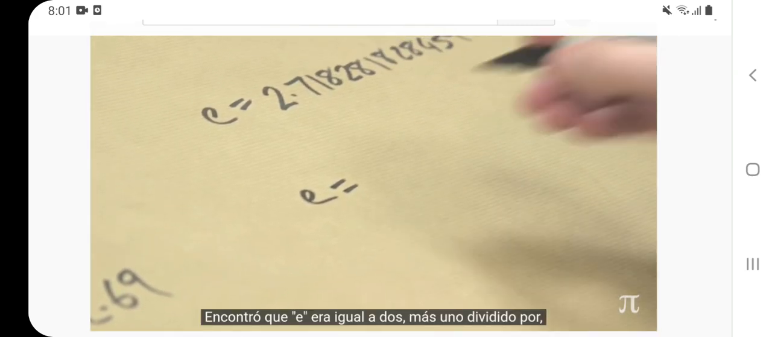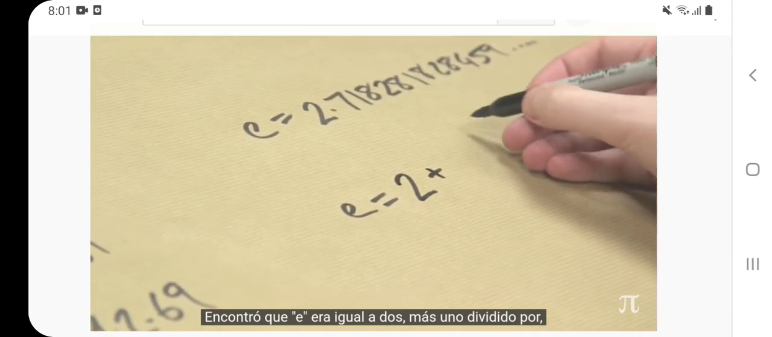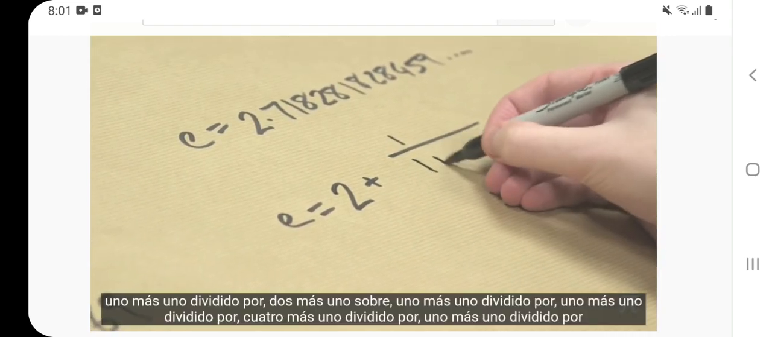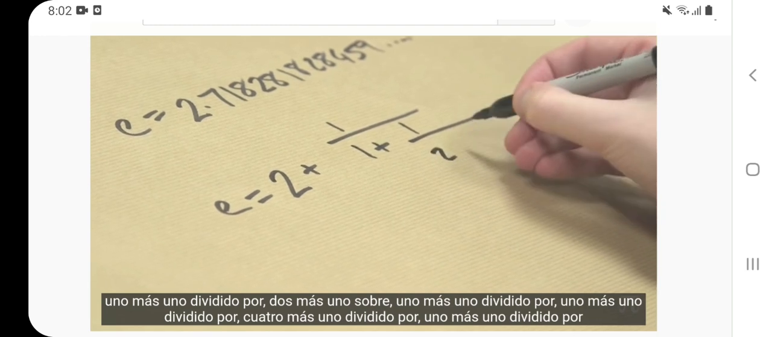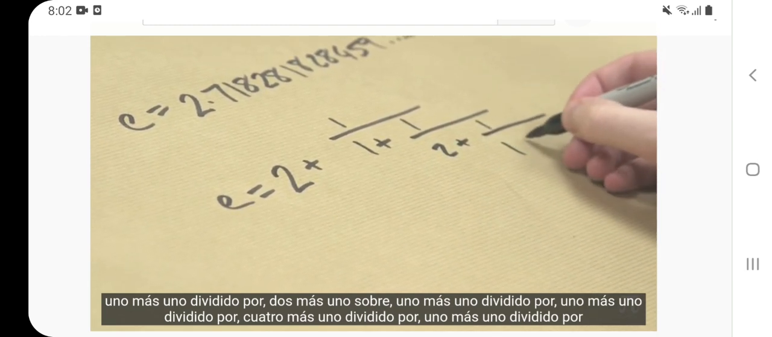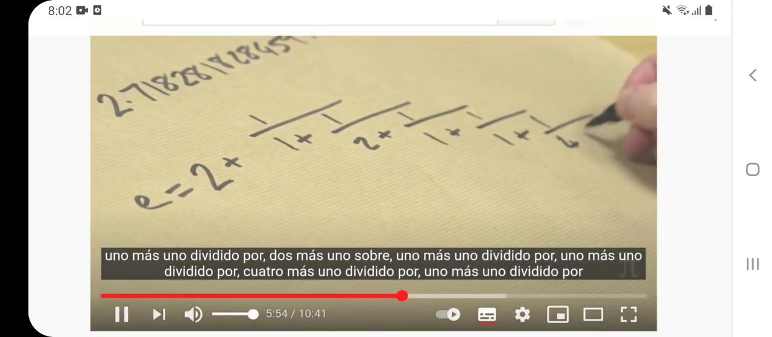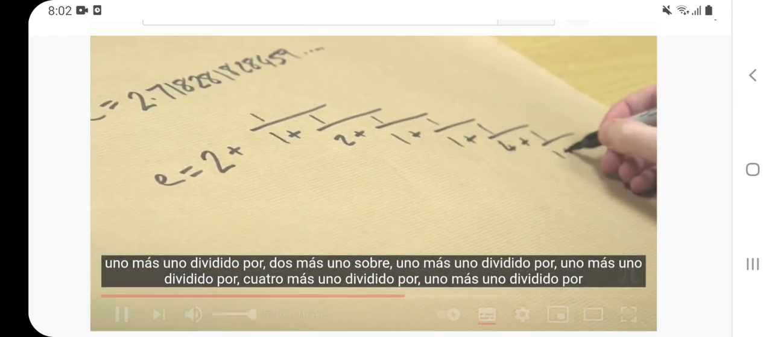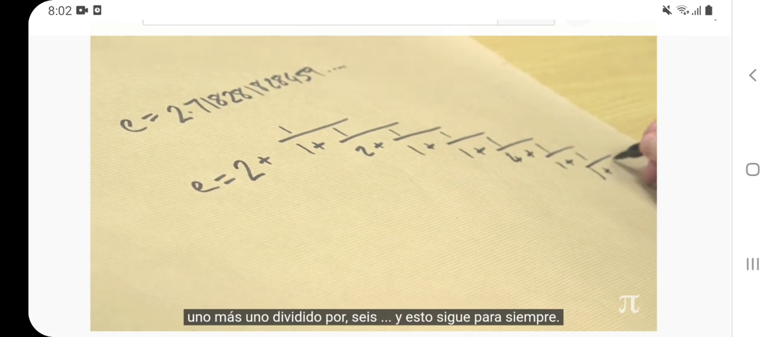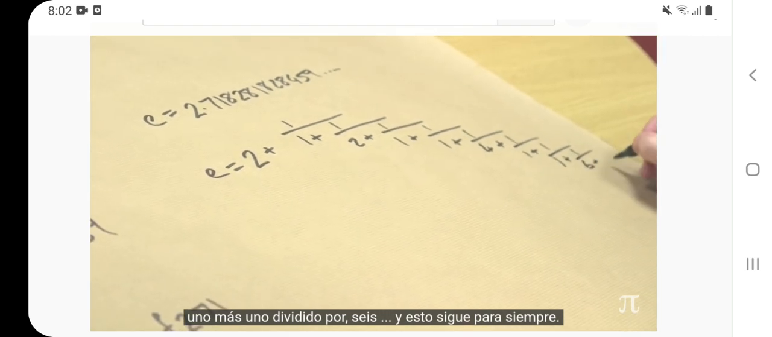He found that e was equal to 2 plus 1 over 1 plus 1 over 2 plus 1 over 1 plus 1 over 1 plus 1 over 4 plus 1 over 1 plus 1 over 1 plus 1 over 6 plus, and this goes on forever.